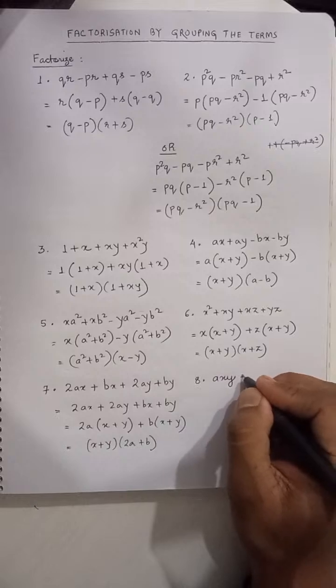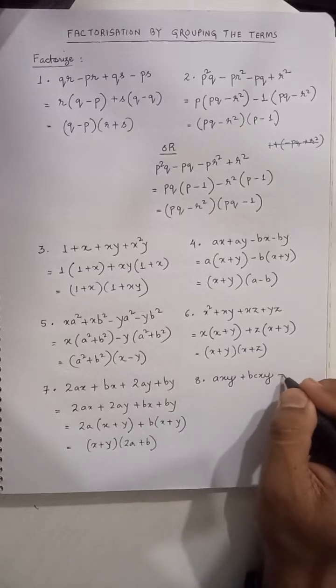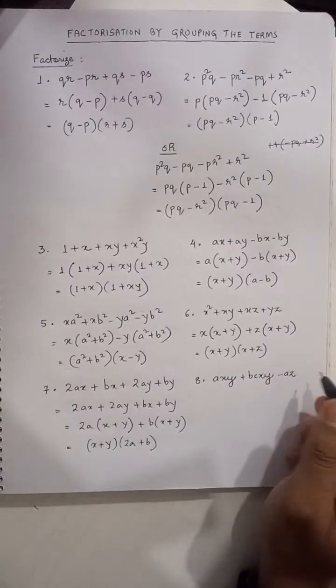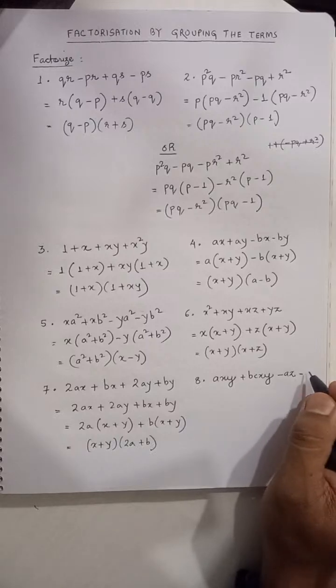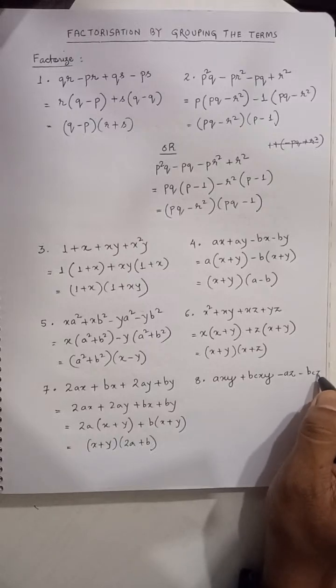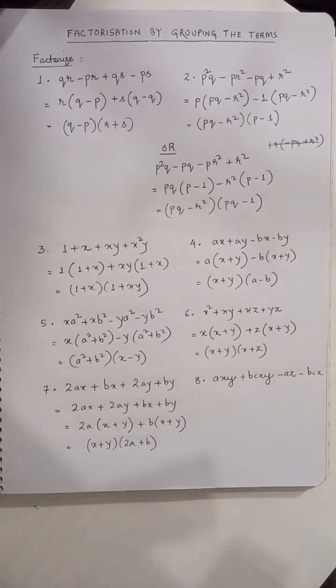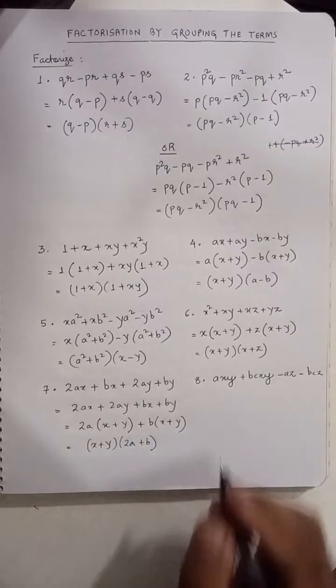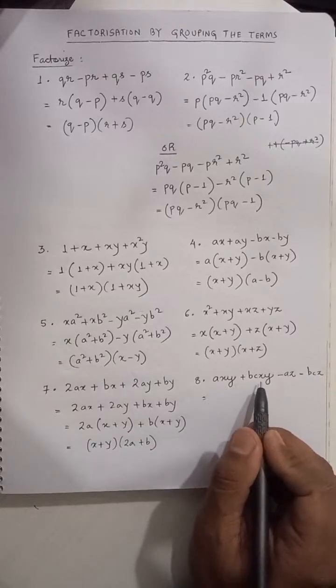AXY plus BCXY minus AZ minus BCZ. Okay. I hope this is visible on the camera. Let's see what can be taken. We have AXY and okay.